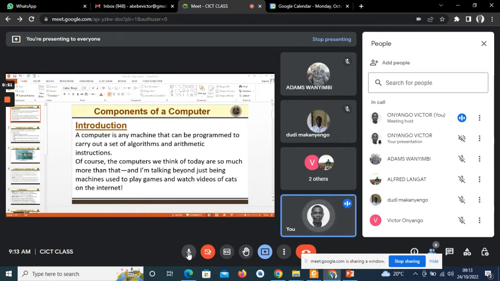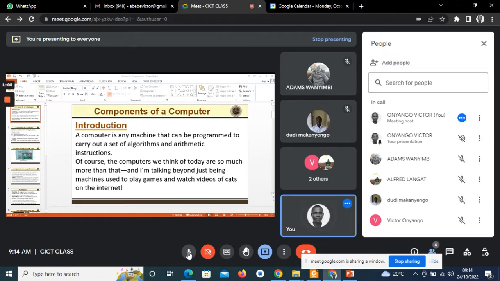So before we even look into the components of a computer, I'll request you that if anyone has got a question, feel free to raise up your hand on your screen, then we'll be able to get the answers.